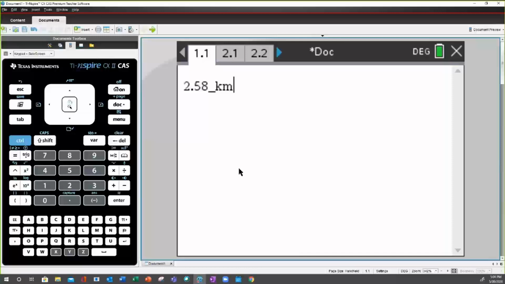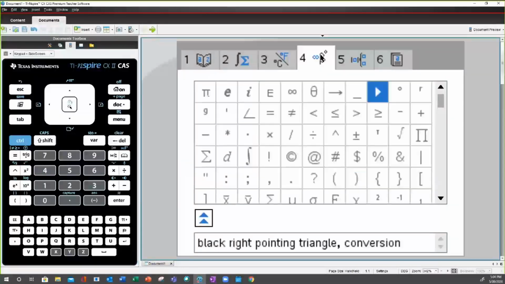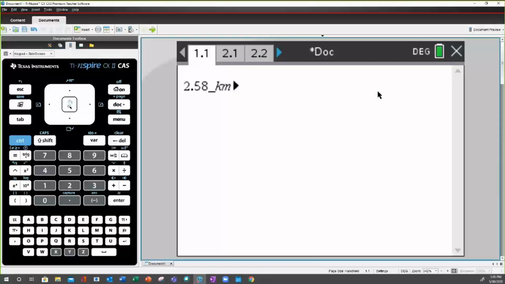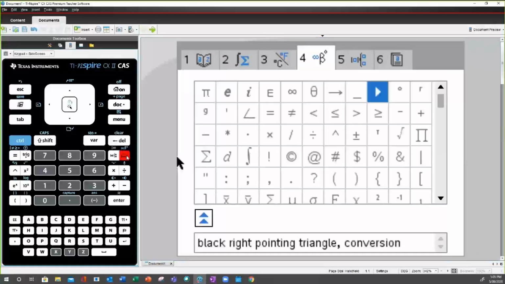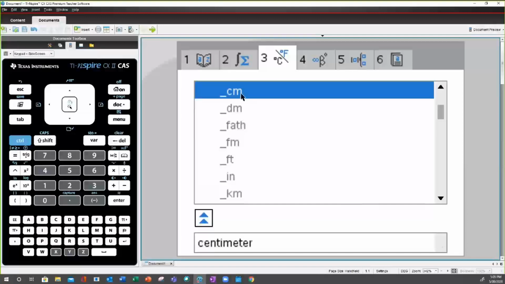Then what we need to do is tell the calculator to convert it. So if we go back into the catalog button, and go to the fourth tab across with all these symbols, you'll find this right-pointing triangle symbol, that is for conversion. So we're going to select that one, and we're going to tell it to convert to centimetres. To find centimetres, we can go back into our catalogue, go back into our units, and then into our units for length and find centimetres.